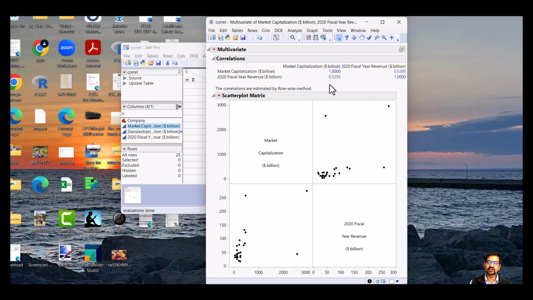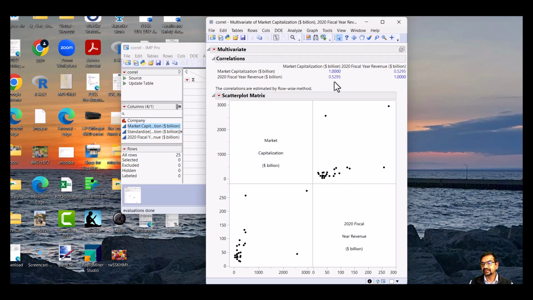So this is showing that the correlation between market cap and fiscal year revenue is 0.529. Not very strong, but it's like a moderate correlation. And this gives us a scatter chart, which is just plotting the two series one against the other. So on the x-axis here we have fiscal year revenue. On the y-axis here we have the market cap.